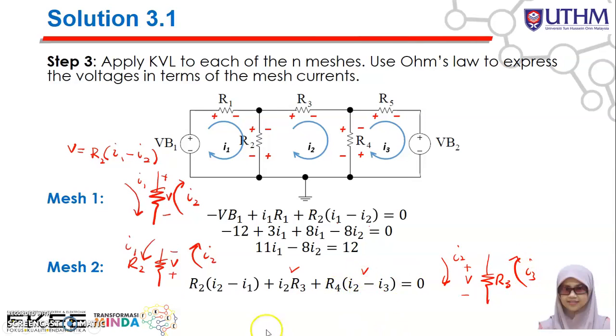Okay? And then after that, you just substitute the values of R2, R3 and R4 accordingly. In this case, I have 8I2 minus 8I1 plus 6I2 plus, R4 is 4, so 4I2 minus 4I3. Then you can further simplify the equation. So here I have negative 8I1, and 8 plus 6 plus 4 is equal to 18, so plus 18I2 minus 4I3. This is my second simultaneous equation.